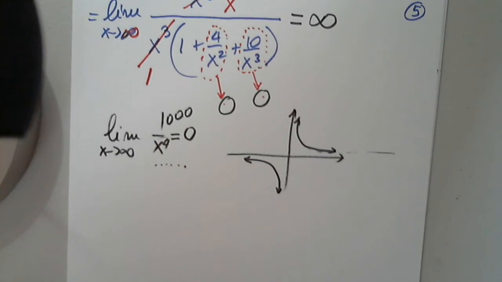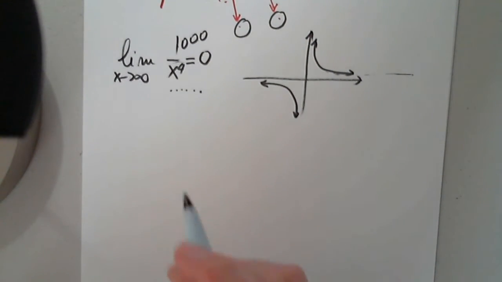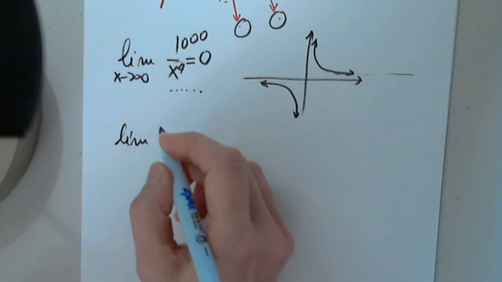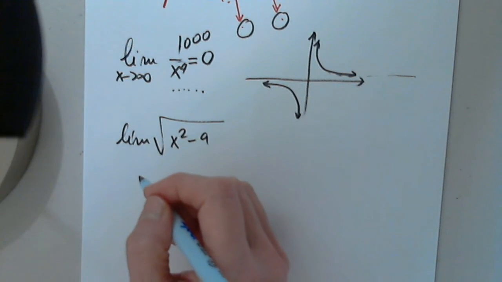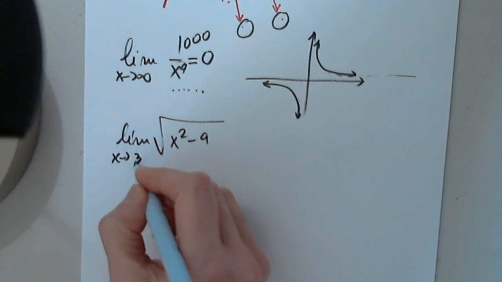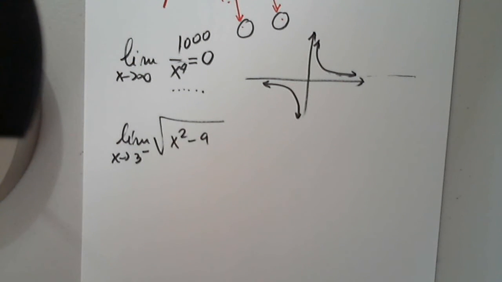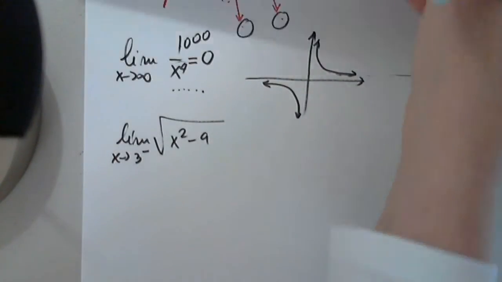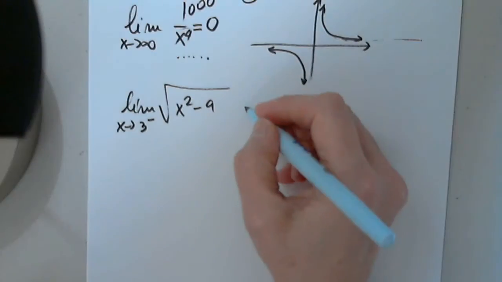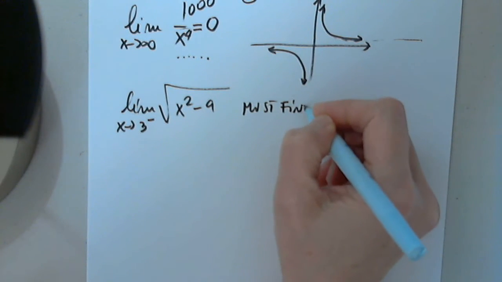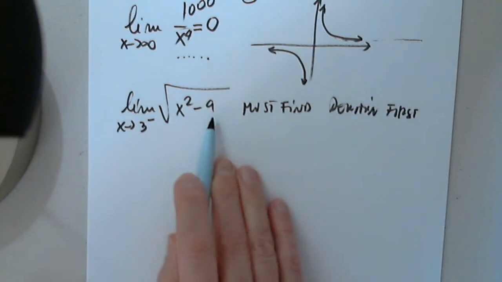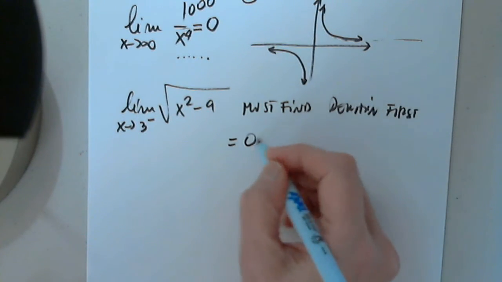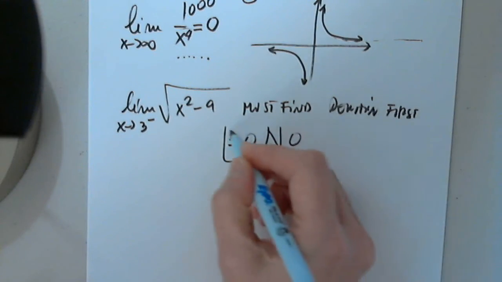Good. Okay, here's another. Let's say I want to find the limit. We had this discussion before, let's say of x squared minus 9, and when x approaches 3 from the left. So please remember, on such a limit, you have to find the domain. Must find domain first. Do not plug in and say, oh, it's 0. No. Please, I'm begging you, no.